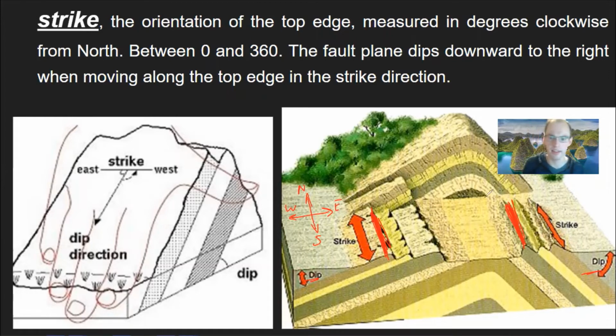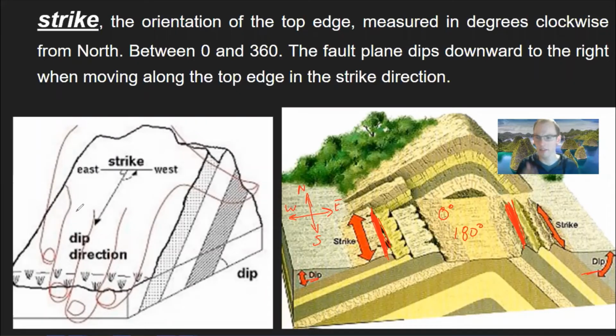But the interesting thing is when we're talking about strike, that angle can be anywhere between 0 and 360. So the question that comes to mind for me is, are these two faults 0 degrees strike, or do we say that's 180 degrees strike? How do we constrain that? The way that we do that, the second sentence says the fault plane dips downward to the right, moving along the top edge in the strike direction. To me, that doesn't make a whole lot of sense, but we use something we call the right hand rule, and hopefully after going through this, that phrase will make a bit more sense.